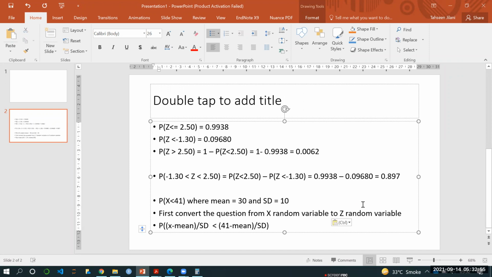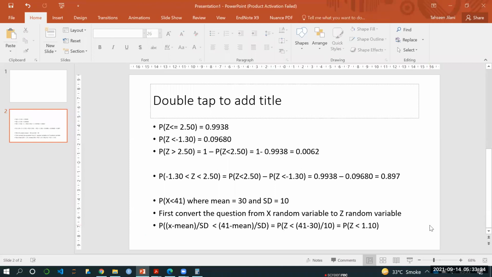X random variable to Z, that means you have to standardize your variable first. Once it is standardized, then it becomes Z less than (41 minus 30) divided by 10. So 41 minus 30 is 11. 11 divided by 10 is 1.1. 1.1 may be written as 1.10 because we need two decimal places after the decimal.